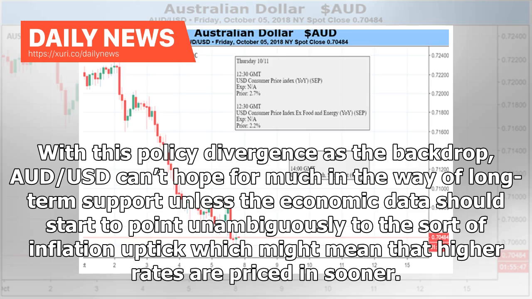With this policy divergence as the backdrop, AUD/USD can't hope for much in the way of long-term support unless the economic data should start to point unambiguously to the sort of inflation uptick which might mean that higher rates are priced in sooner.